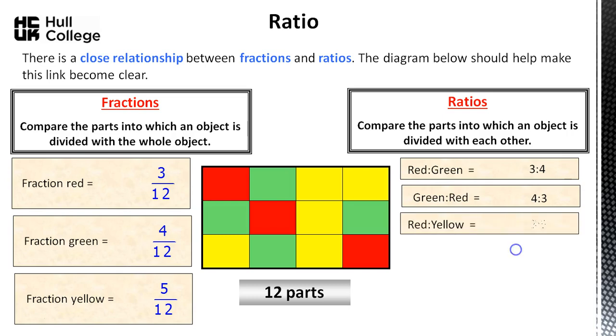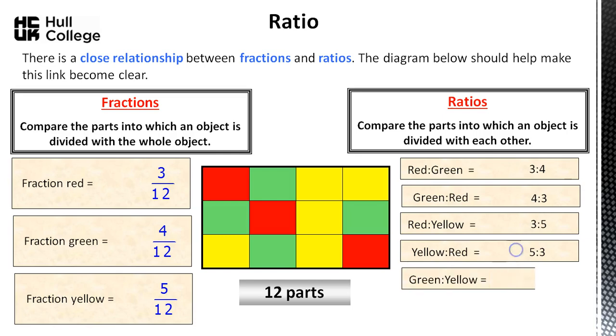Red to yellow, 3:5. Yellow to red, 5:3. Green to yellow, 4:5. And yellow to green, 5:4.